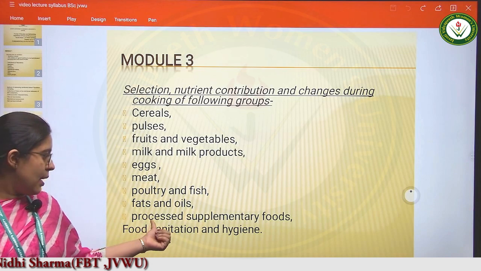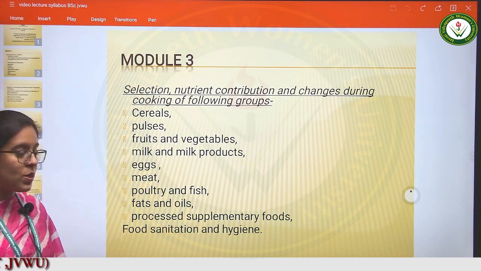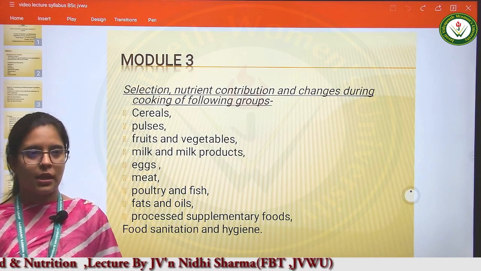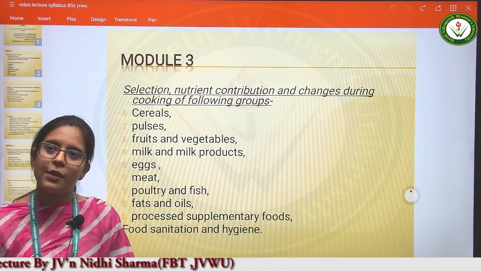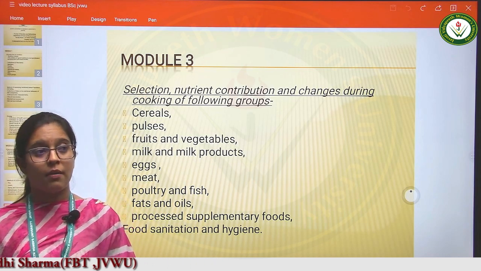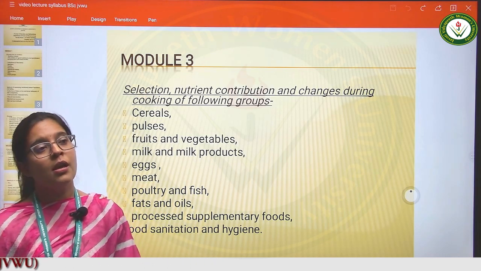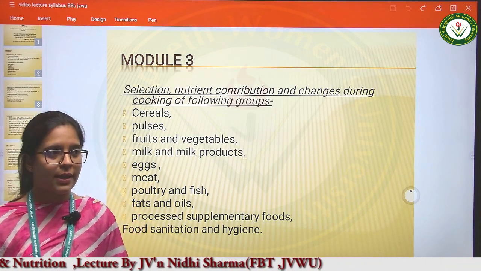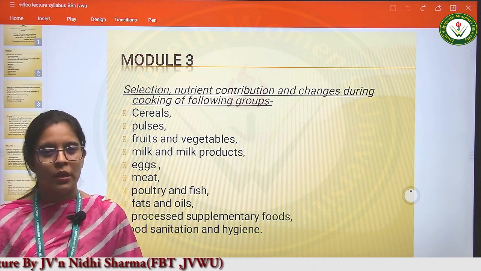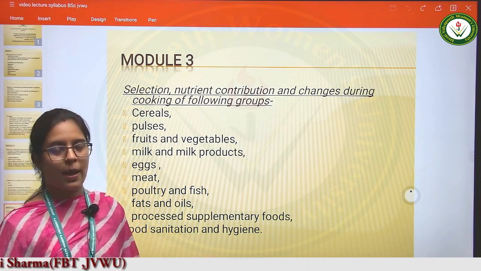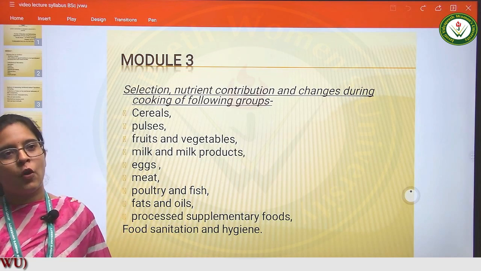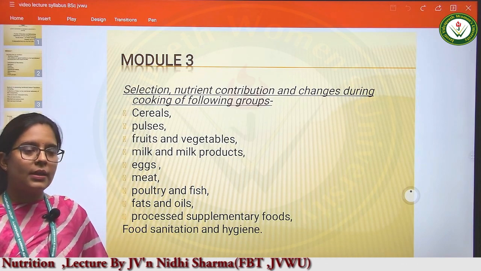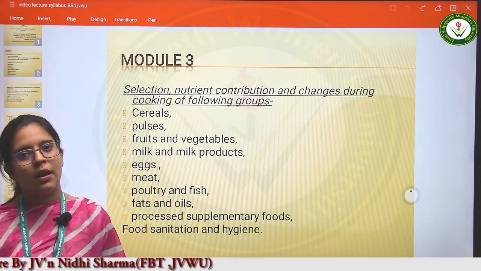Then we will study about the processed supplementary foods which are helpful in enhancing the nutritional content. Like our government is running various programs which are helpful in enhancing the nutrition in the slum areas and for the people who are not getting the opportunity to eat good food. So government is running various programs for the lactating women, for iron deficient women and adolescents, for little children, so that they get the nutrients which are required according to their age.